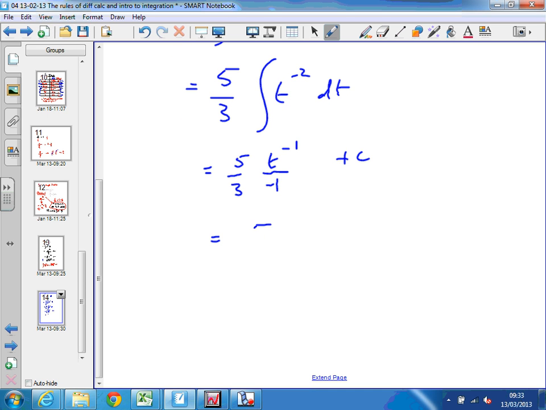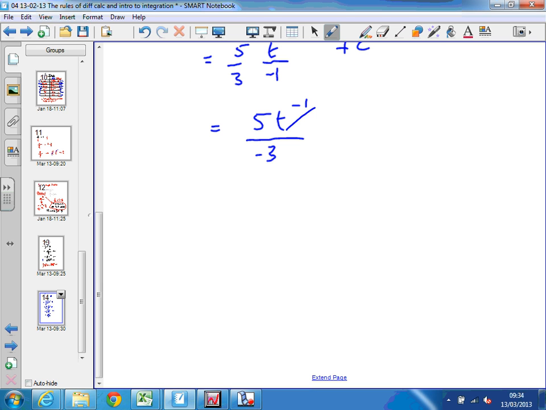Well, that's just 5 t to the -1 over 3 times -1 is -3. But the t to the -1 means the inverse, so that means the t could go underneath. So finally it becomes minus, because the minus can go anywhere, 5/3t plus c. Easy to remember that c at the end. Forget that c at the end.